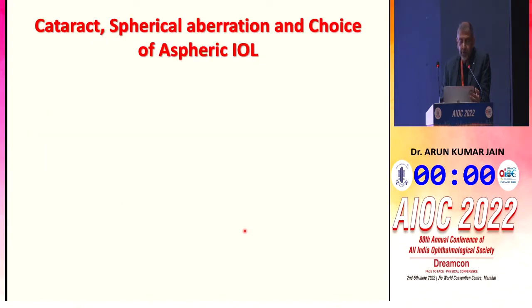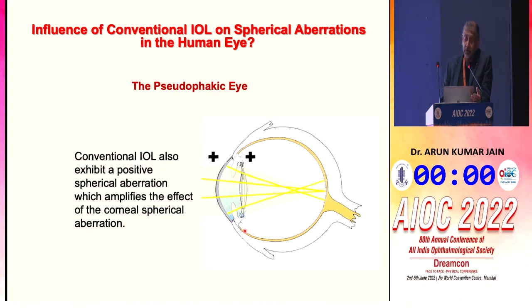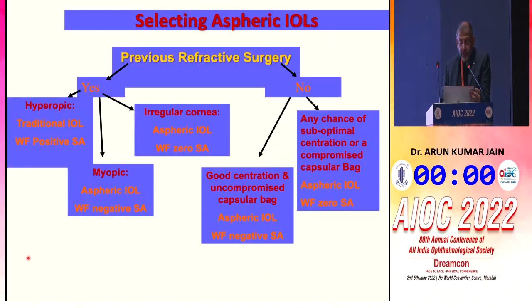And then using this Pentacam for choosing an IOL for neutralizing spherical aberration in cornea. As we all know, as the age advances, the negative spherical aberration of the crystalline lens also becomes positive, and it adds to the corneal aberration.